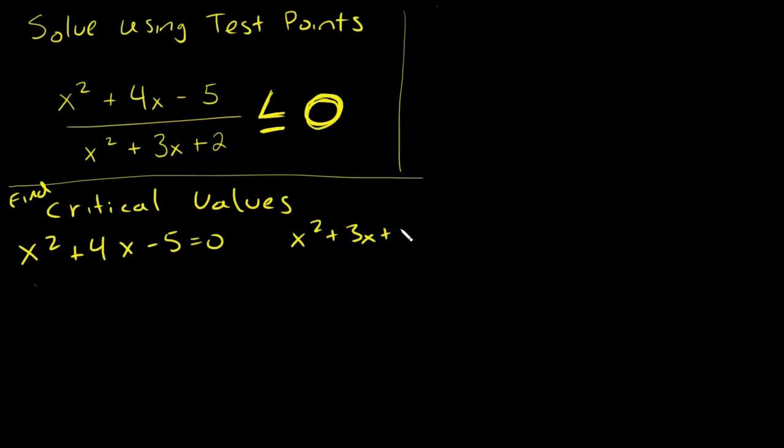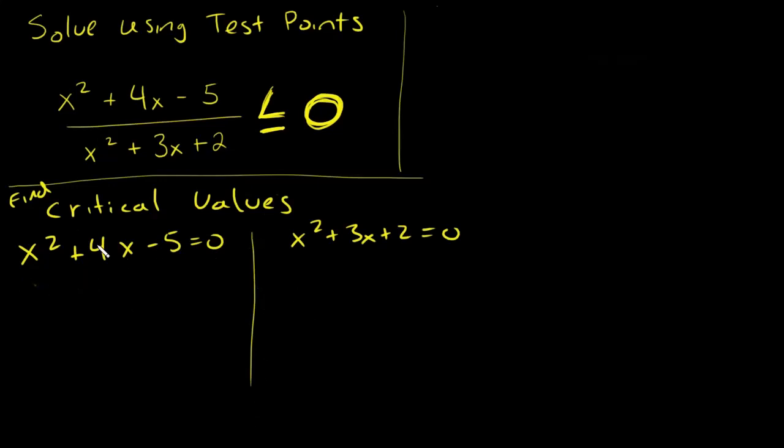And why is that? Well, because when the numerator equals 0, then this entire fraction will equal 0. And when the denominator equals 0, then the entire fraction will be undefined. So these are two critical areas that we want to examine.